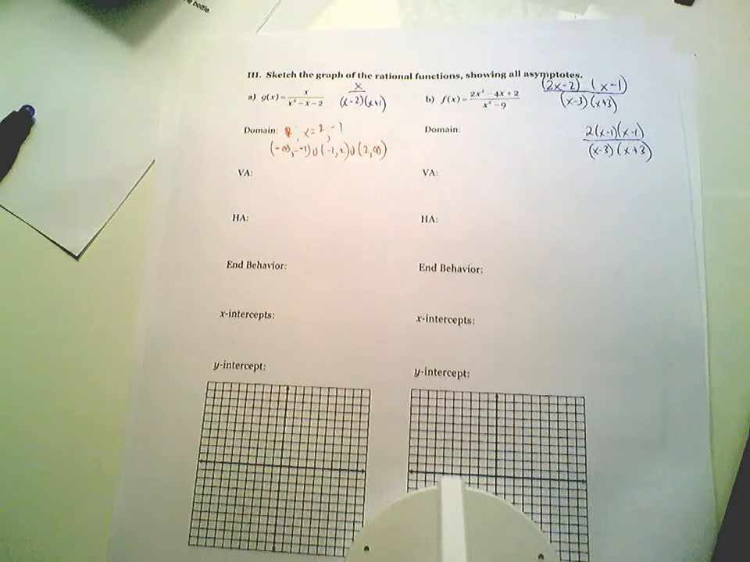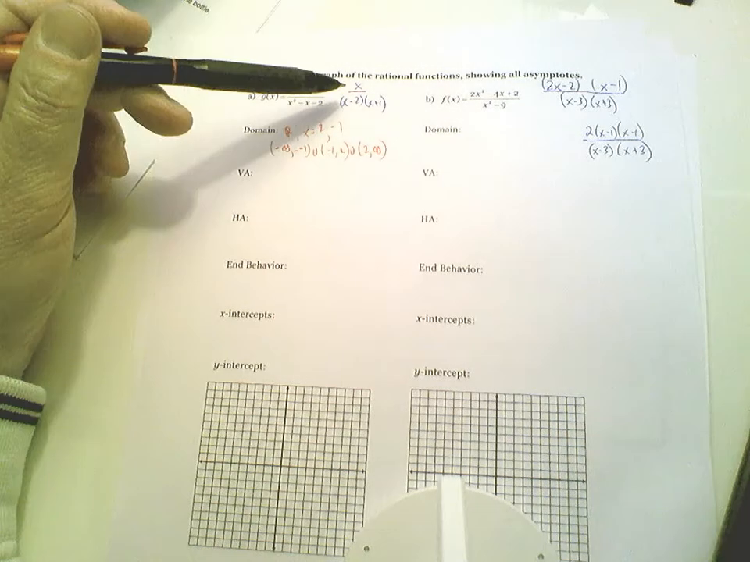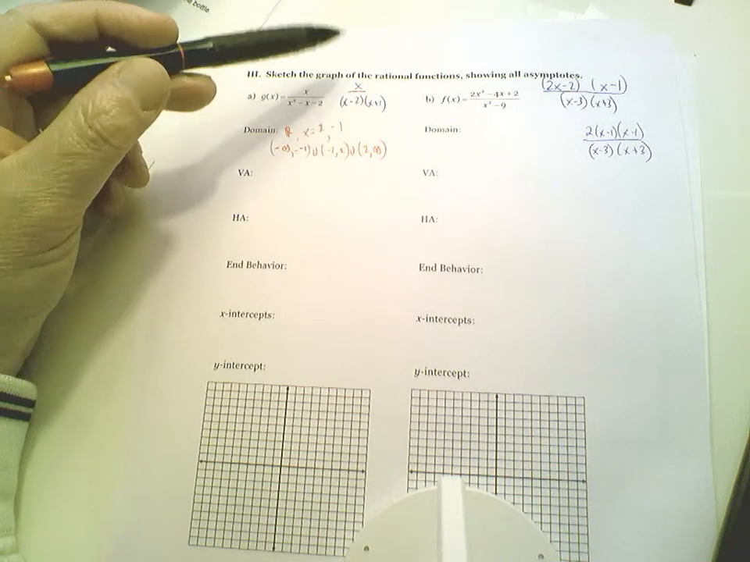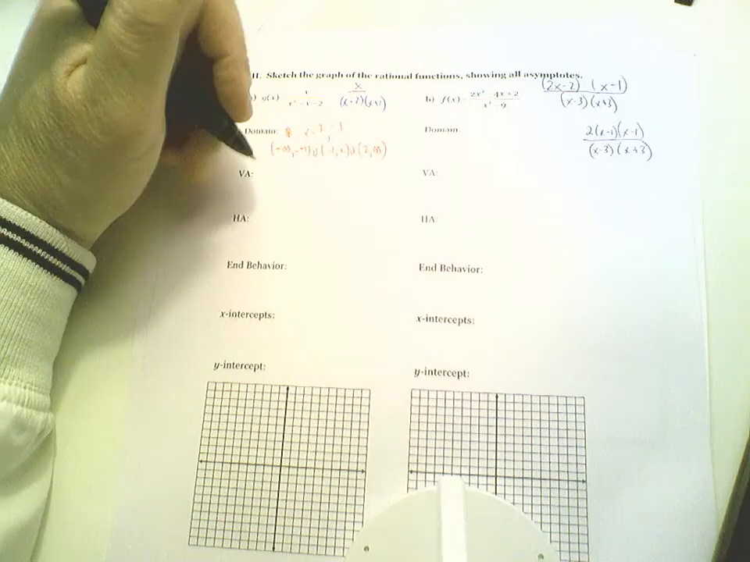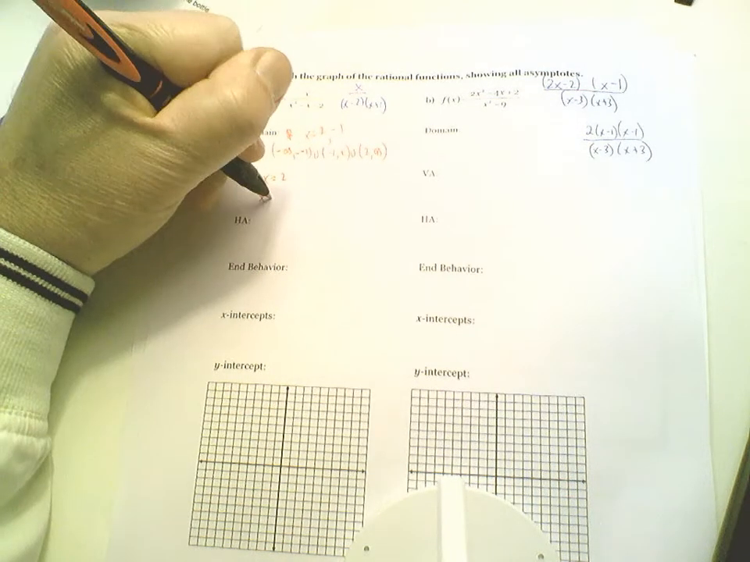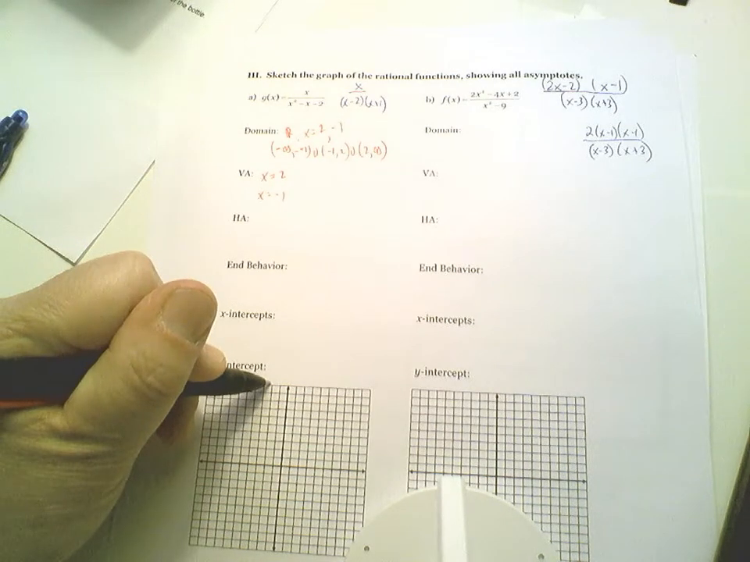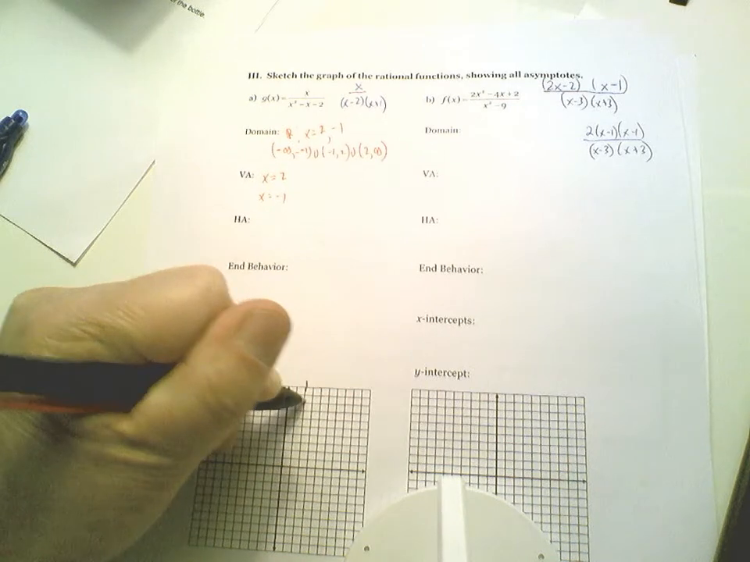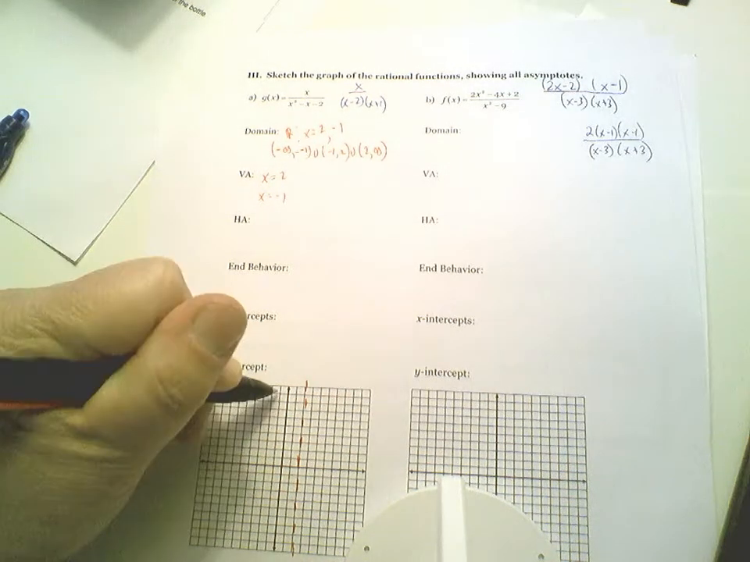Vertical asymptotes or holes? Well, let's look. What do I notice? x minus 2 and x plus 1 don't have partners in the numerator. So at x equals 2, I have a vertical asymptote. At x equals negative 1, I have a vertical asymptote. I can go to my graph and I can put them in. Here comes my vertical asymptote at x equals 2. Here it is at x equals negative 1.